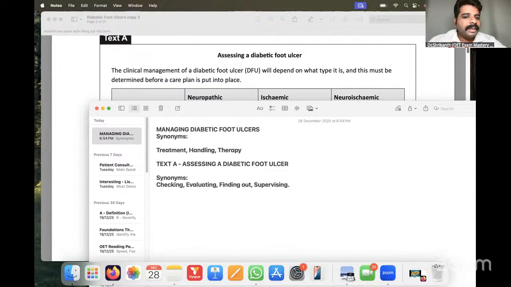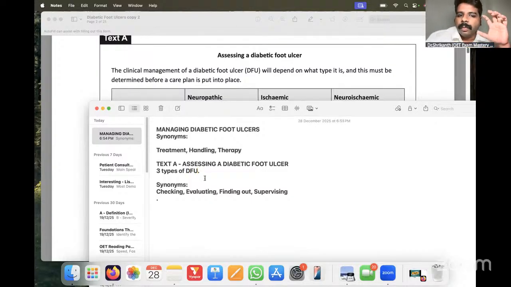And there are three types of foot ulcers. So in text A over here, there are three types of foot ulcers. So this is what you need to understand. And this is the dedicated message.